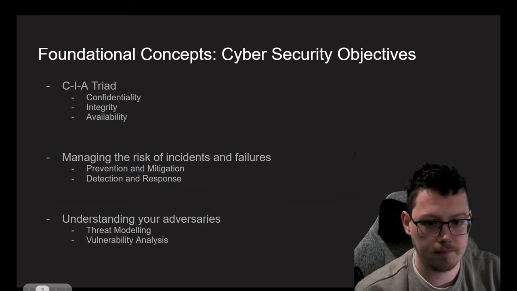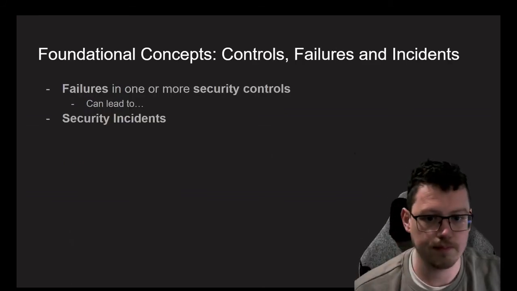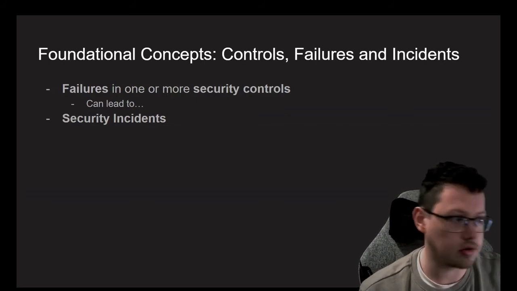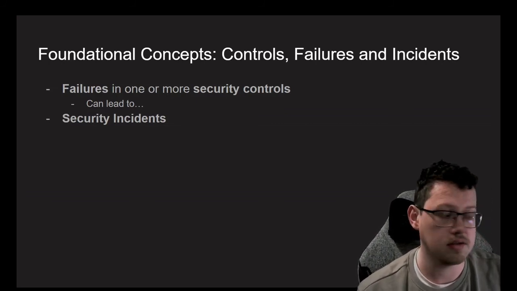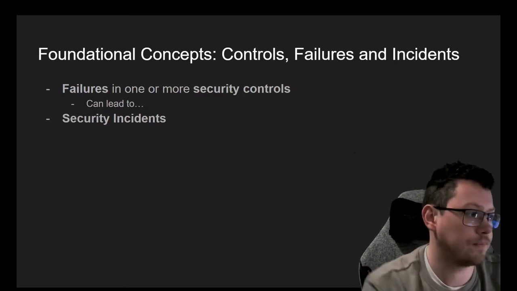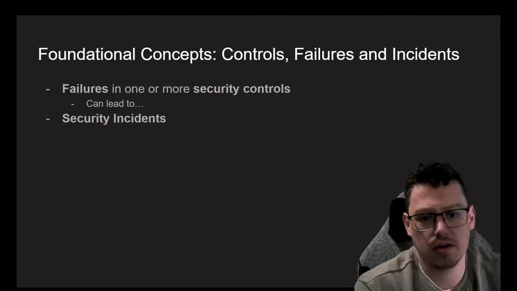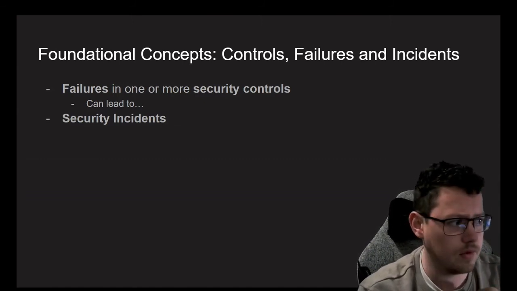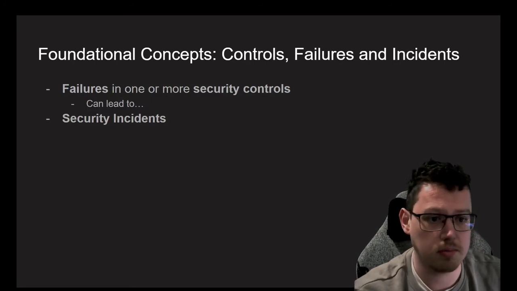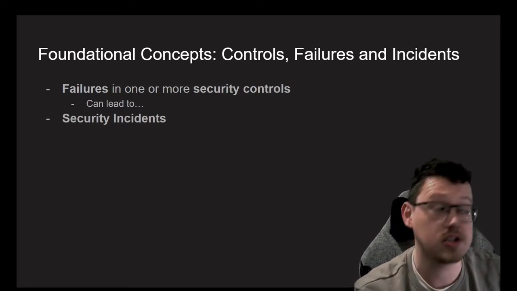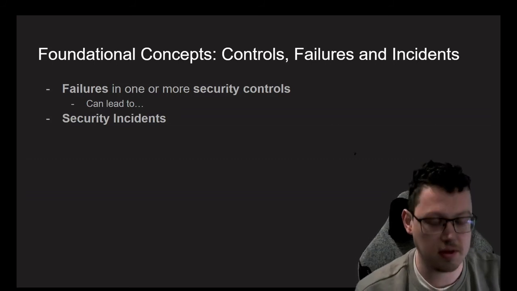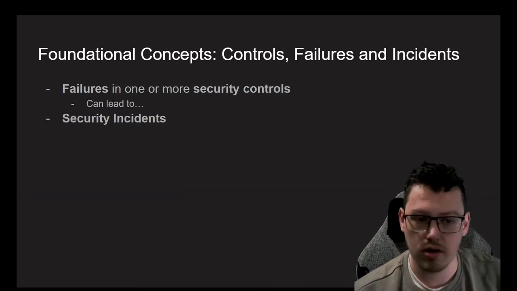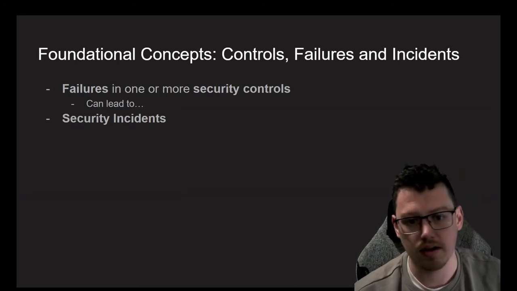Okay, so controls, failures and incidents. Failures in one or more security controls can lead to security incidents. "Can" is important. Security controls, which I've mentioned a couple of times, are pretty much just mechanisms, what we put in place, that are intended to support the goals of security, so the confidentiality, integrity, and availability of information. And these are things which can impact people, processes, and technologies.